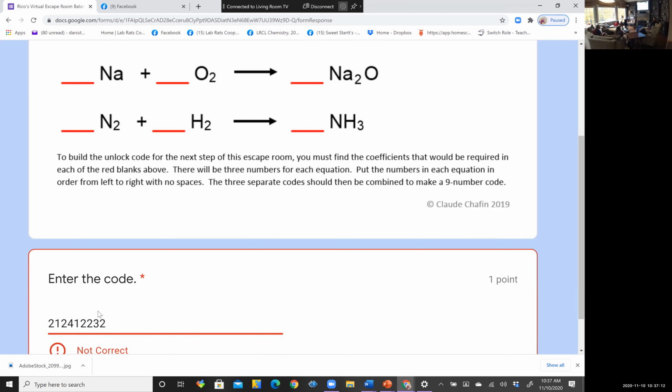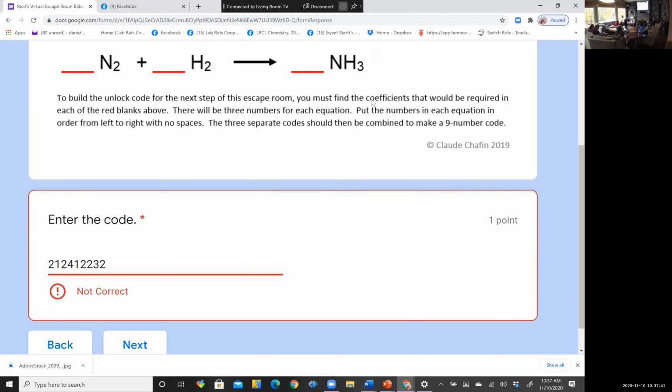All right, so let's look. Sodium, oxygen, we said 4, 1, 2. If we put 4 sodium here and we put a 2 here, that will give us 4 sodium and 4 sodium. And then if we put a 1 here, that gives us 2 oxygen. And we had a 2 over here. Yeah, 2. So that would be good. So let's look at the last one again.